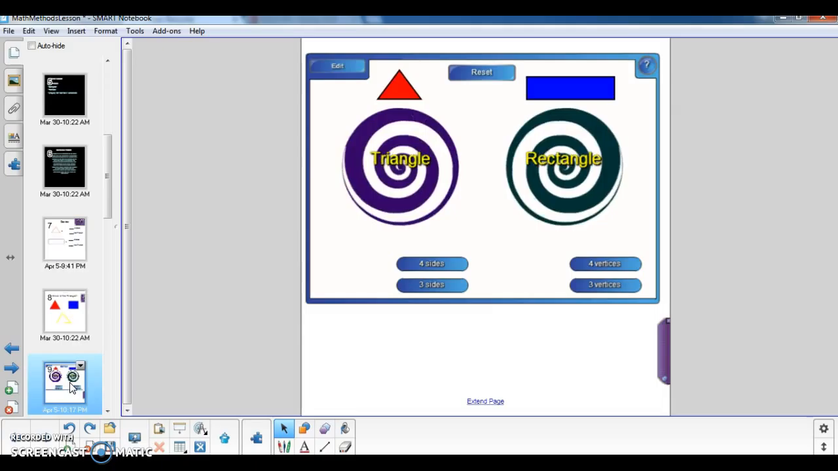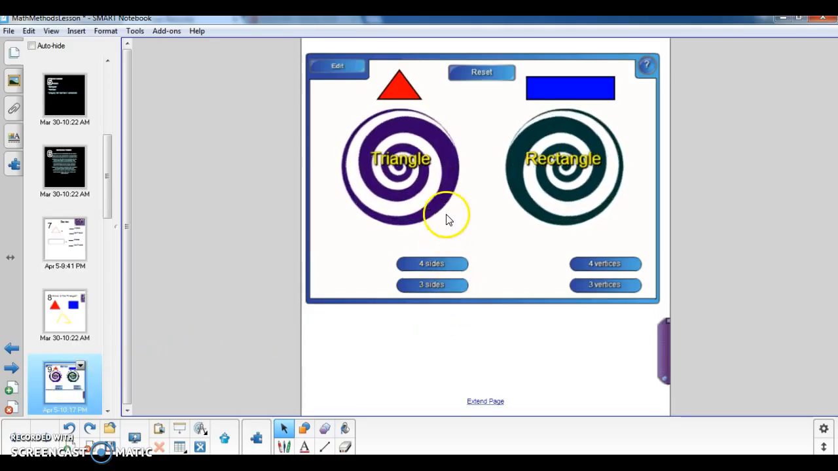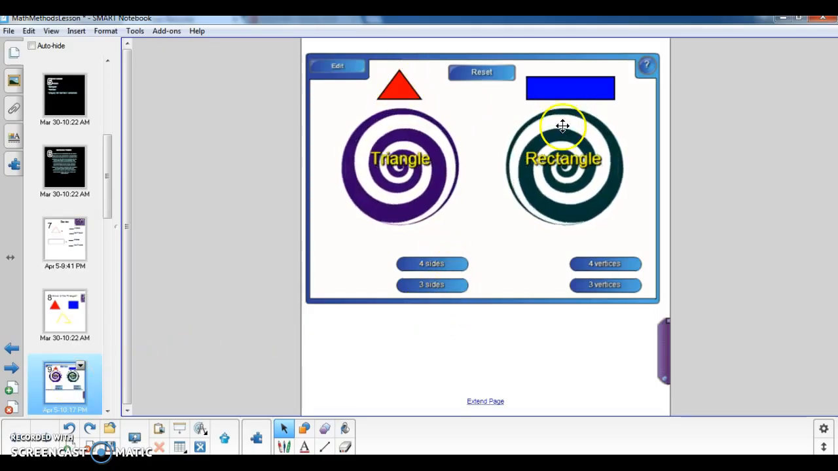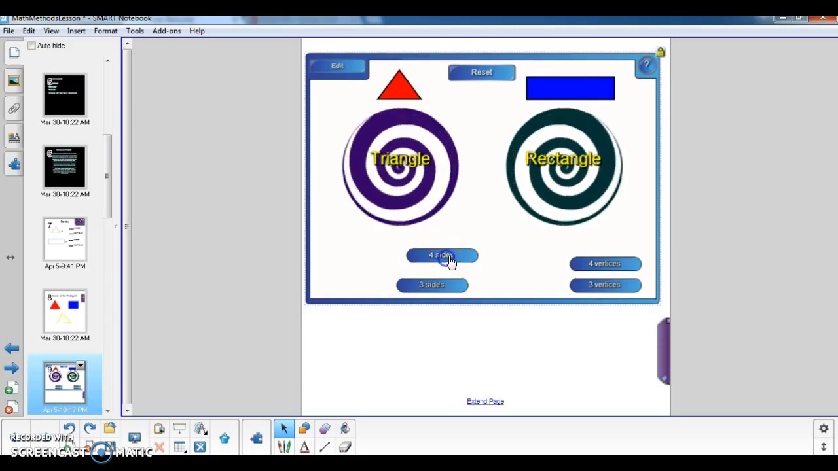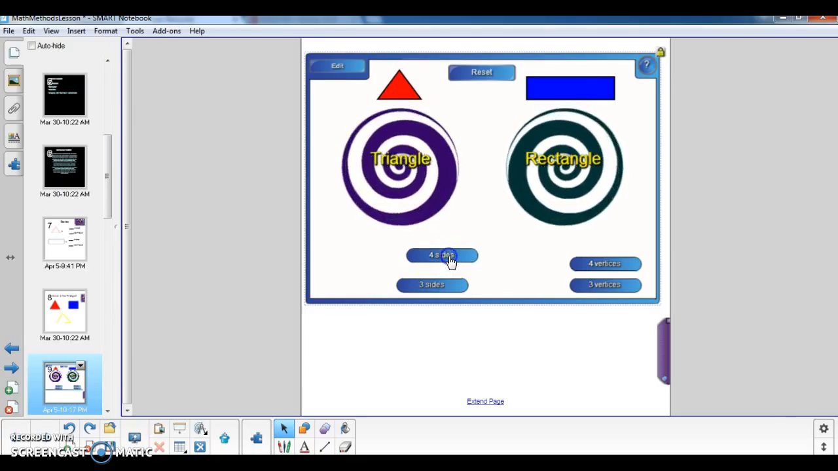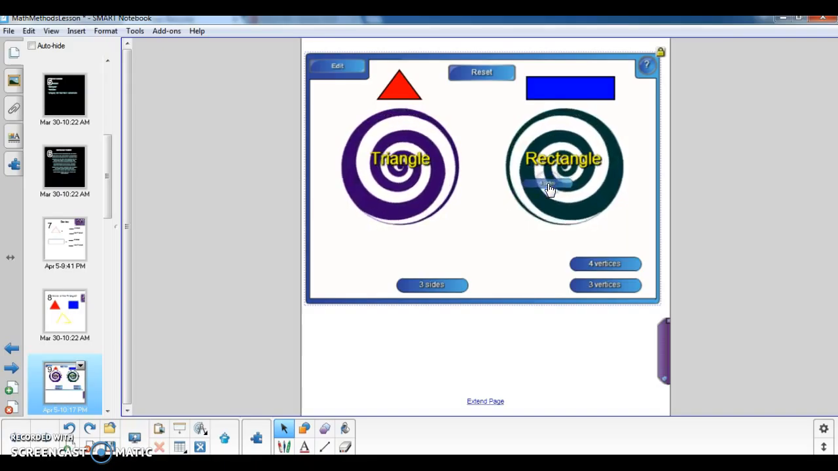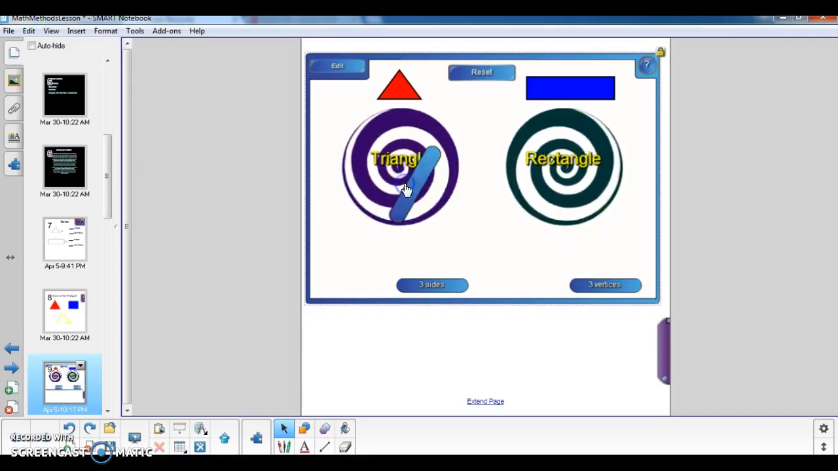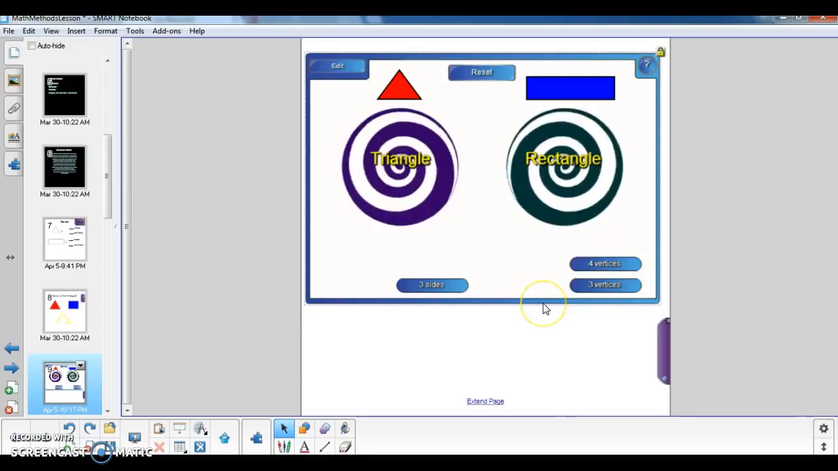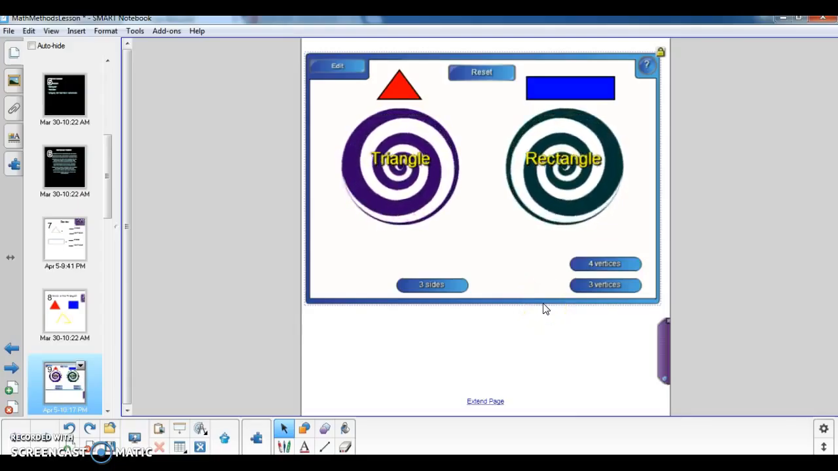And then for just another review game, they have the triangle up here and the rectangle up here, and they're just going to drag it into the correct vertex count. So 4 sides would be rectangle, and if you put it in the wrong one, then it flips back. So I would just have students come up and drag it to the right one.